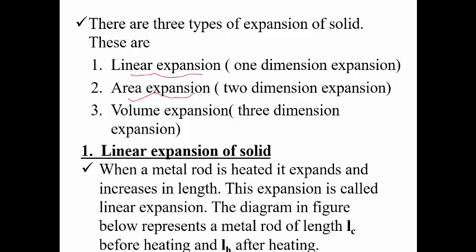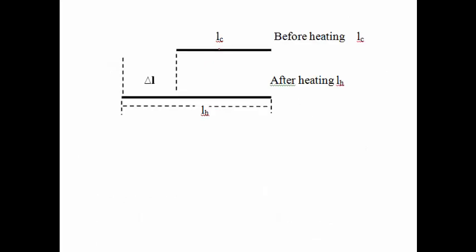In linear expansion, when a metal rod is heated, it expands and its length increases, and this expansion is called linear expansion. In the diagram below, you'll see that we have LC and LH. LC stands for before it's heated, and LH stands for after it is heated.